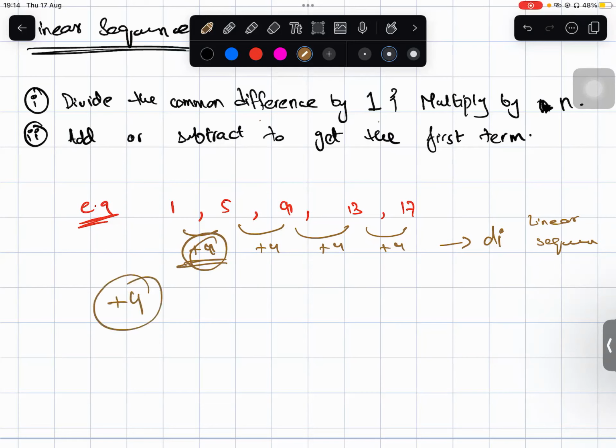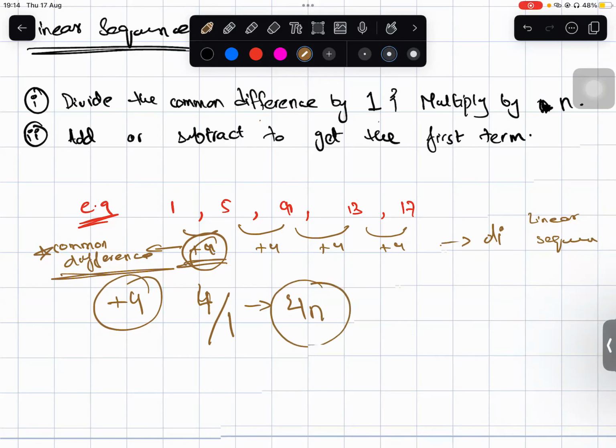This right here is the common difference, +4. So what you basically need to do is divide 4 by 1. You write 4 divided by 1, and you'll get 4 itself, and then you'll multiply that 4 by n. You'll write the n next to it. So this was your first step.